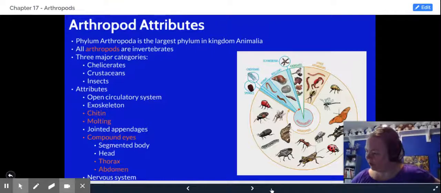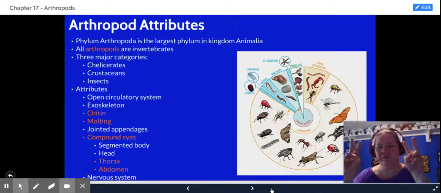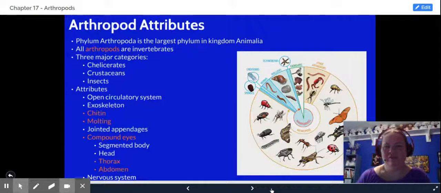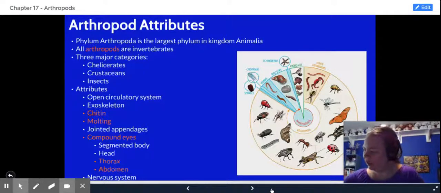Their nervous system has ganglia and major nerves that function kind of like a brain, but it's not a true brain. They can have sensory organs called antennae located in the head region. Antennae can have different uses. They can be for tasting, smelling, touching, but they're not visual. They can't use them for visual information.